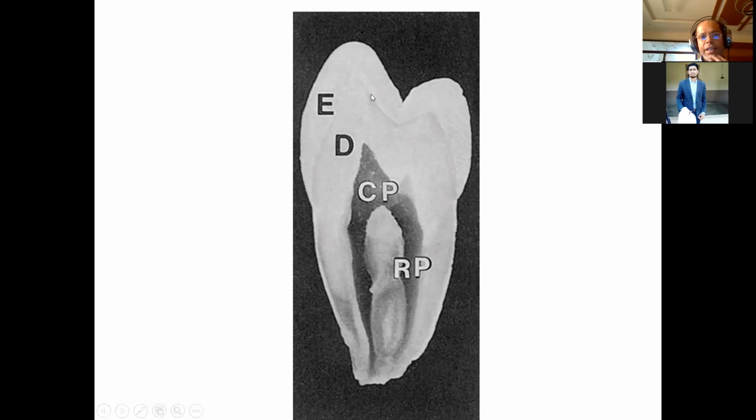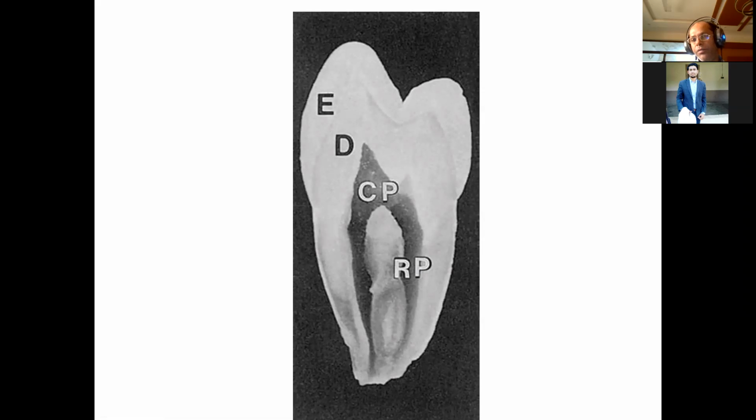In the tooth structure here, you can see the enamel, dentine, and the pulp. The pulp has two parts. One we call the coronal pulp, spread in the crown of the tooth, and the radicular pulp, mostly in the canals, which are present in the roots. That we call the radicular pulp. This radicular pulp ends at the root apex. At the root apex, you can see a foramen, which communicates with the periapical area, the area which surrounds the root apex.